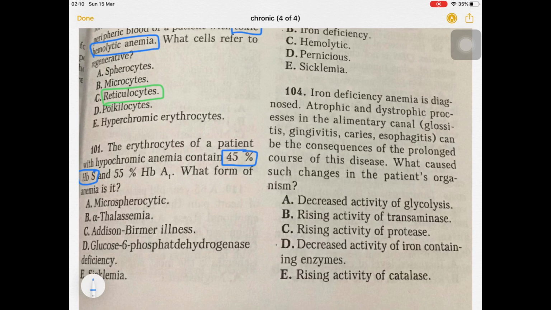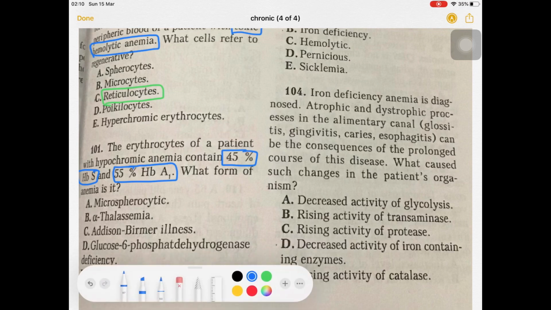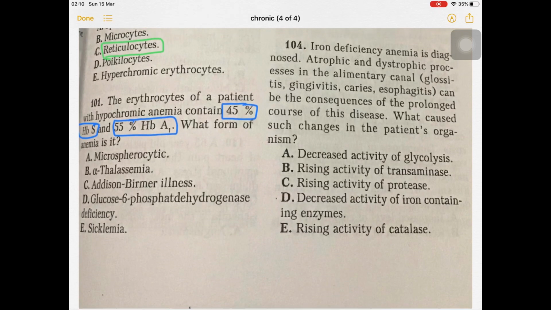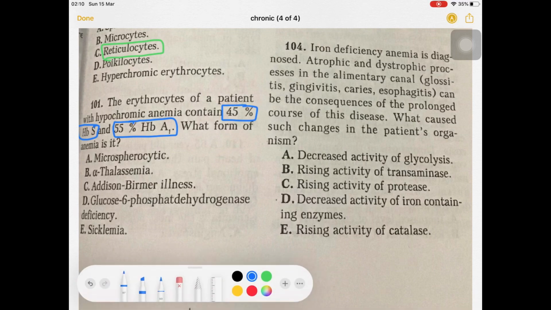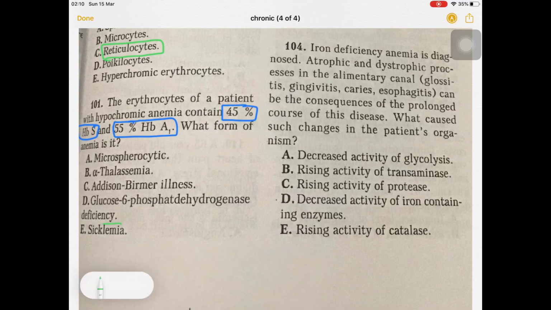And just now I told you HbS is present in sickle cell anemia. Look at the percentage of HbA1, that is 55%. So HbS means sickle cell, right? So which kind of problem are they talking about? Sickle cell anemia, which they are writing over here as sicklemia, right?